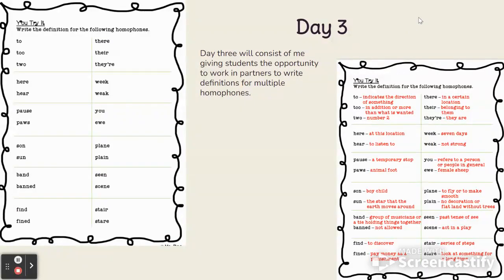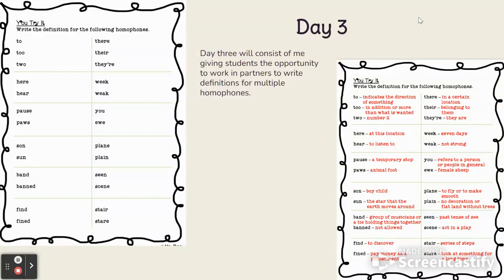All right, and then day 3 is going to consist of students being given the opportunity to work in partners to write definitions for multiple homophones. So again, this is partner work. I'm going to give them this list of homophones. Now this is their 3rd day. They're familiar. They're not coming up with the homophones themselves, but they're going to tell me what they mean.